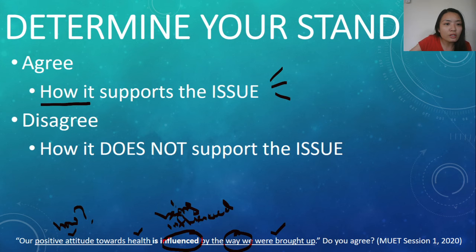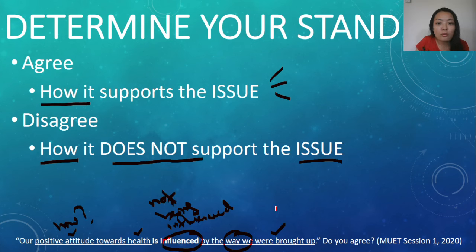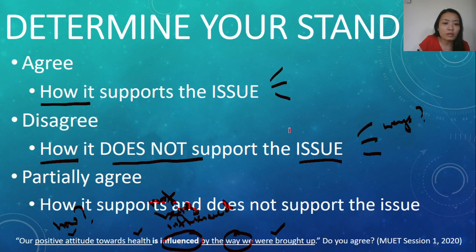If you disagree, then you need to talk about how it does not support this issue. So how is it that it is not being influenced? What are the other ways that were influenced by this issue? And then finally, if you partially agree, you have both how it supports and does not support the issue.